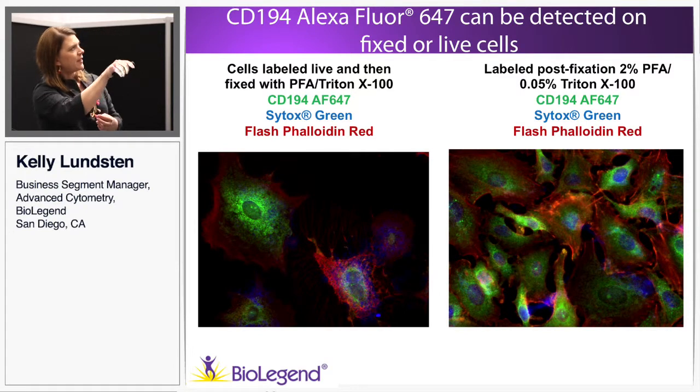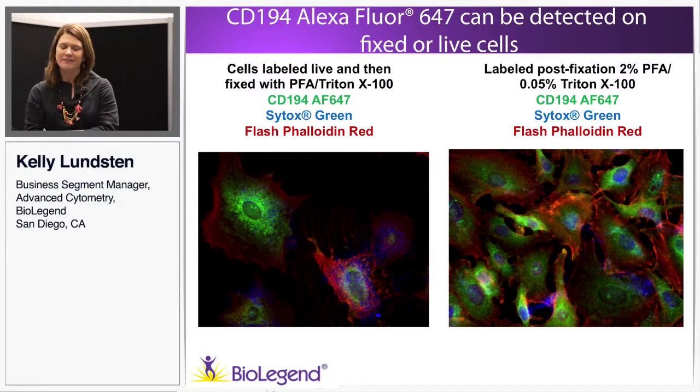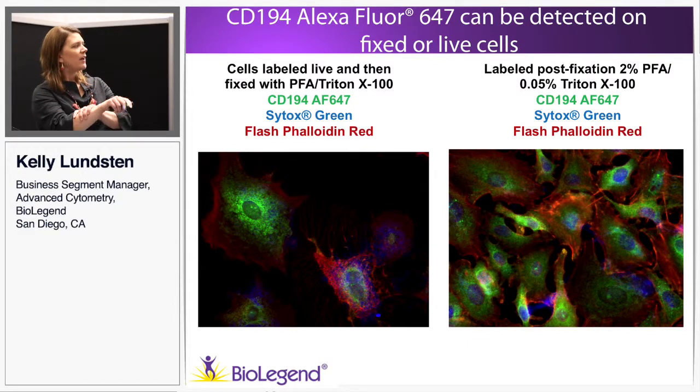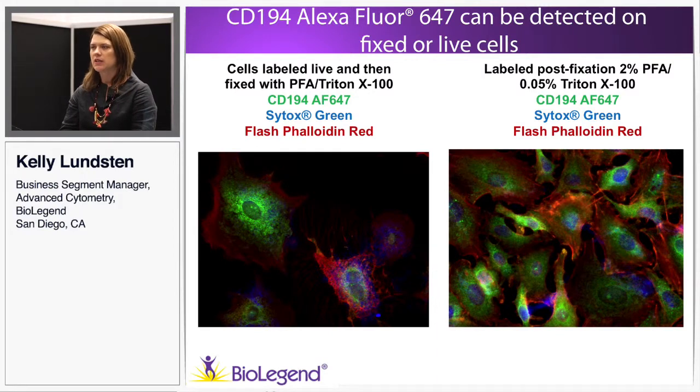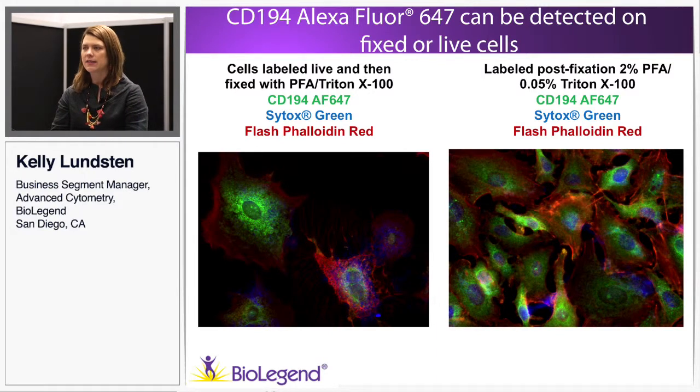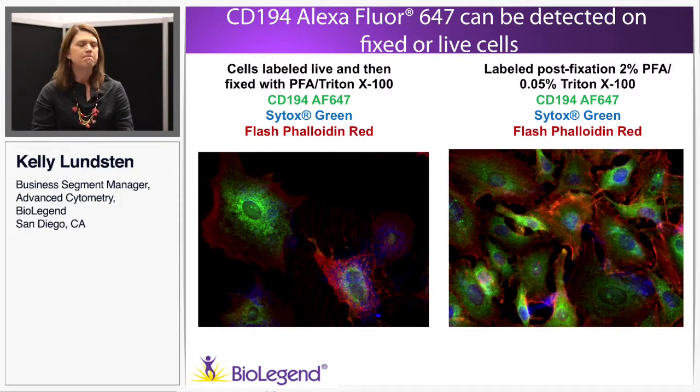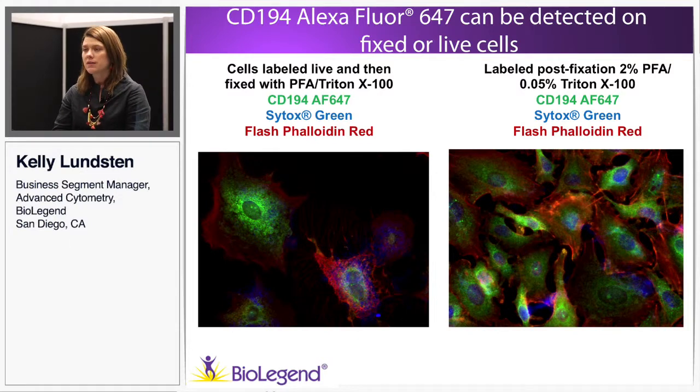The red here is a new reagent that we're releasing called Flash Phalloidin Red. Fantastic, very bright, very photostable. And I also used some Cytox Green, which is the counterstain here in blue. What I found was basically that the localization was very similar. The quality of the images was a little different. The staining on the cells that were fixed was much more diffuse, but it was still what we expected. And most, a good portion, were positive. I didn't have a lot of negative events.